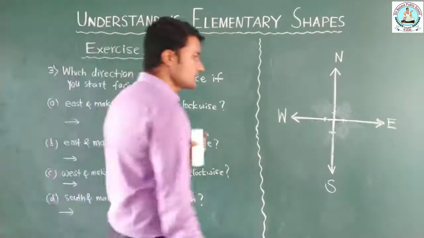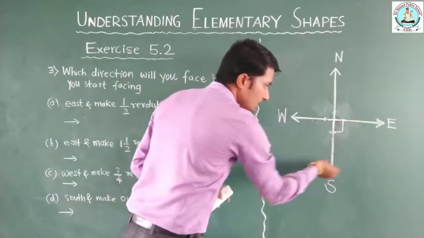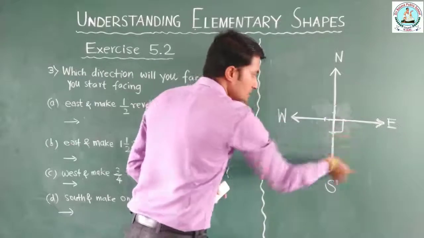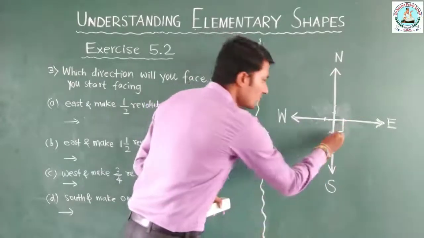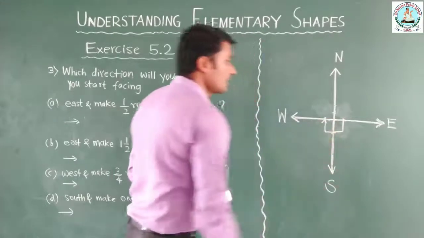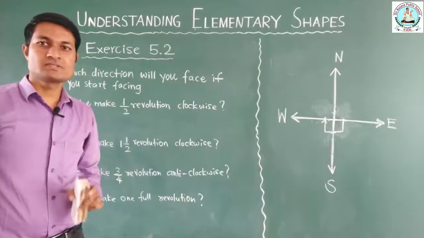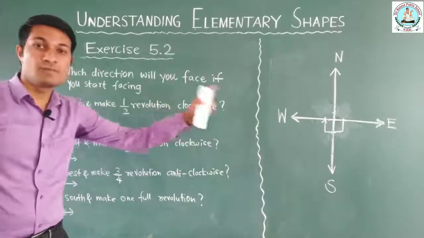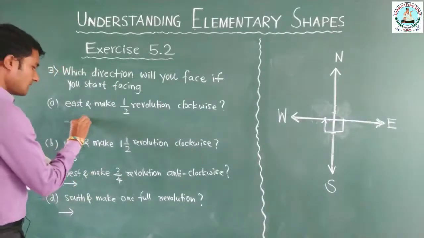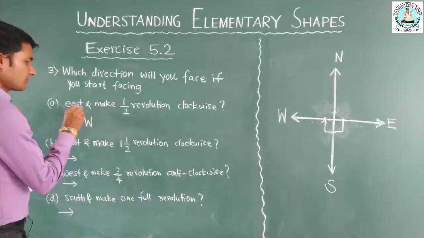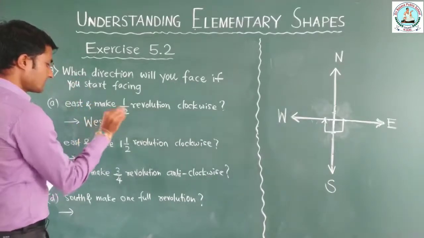So half revolution means 2 right angles we have to cover. So 1 right angle, so I have to move in this direction because this is the clockwise direction. So half revolution means 2 right angles, 1 right angle right now and another right angle. So which direction have I reached? I have reached west direction, which means you will be facing west direction. So after making half revolution from east, you will be facing west direction.